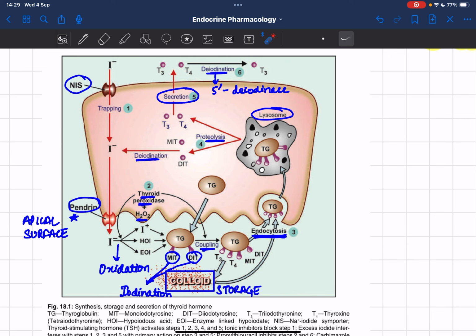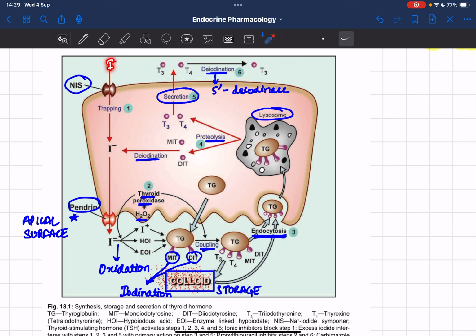When we come to our pharmacology, this video is much more of a general introduction to thyroid pharmacology. When we come to the drugs, you should know such points, because these are the points where the drugs will actually be acting. They will be acting on NIS, on pendrin, and on thyroid peroxidase. So you should know about this.